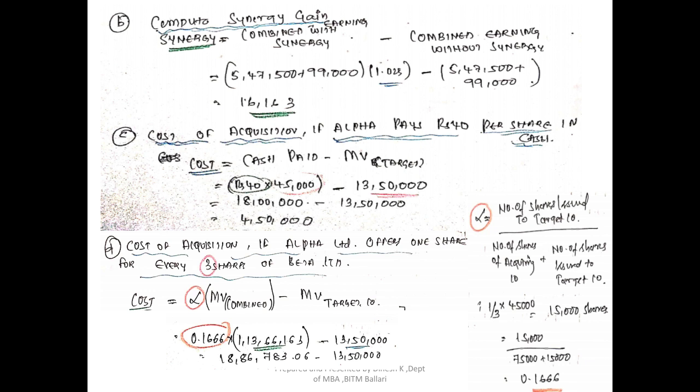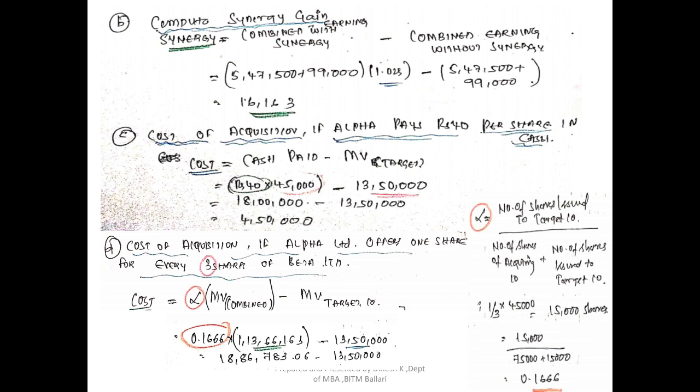So what is this alpha? Alpha is nothing but the proportion of shares issued to the target company. What is the number of shares issued to the target company here? It says every 3 shares of the target company is equal to 1 share. That is 1 by 3 multiplied by 45,000. It comes out to be 15,000 shares. Now 15,000 shares divided by the acquiring company's shares, that is 75,000 plus 15,000, and the value of alpha comes out to be 0.1666.